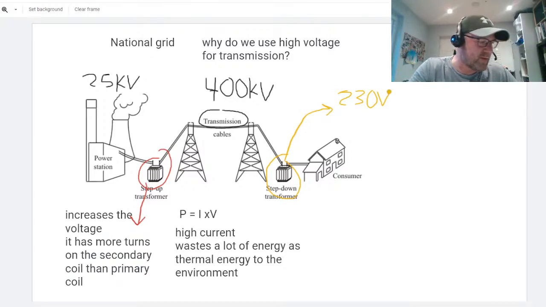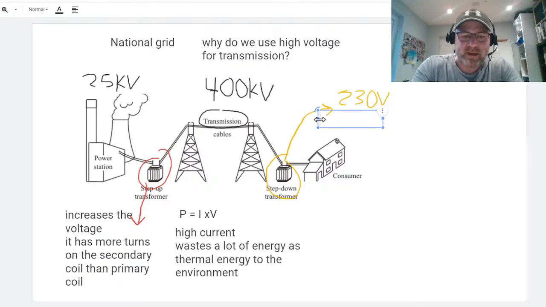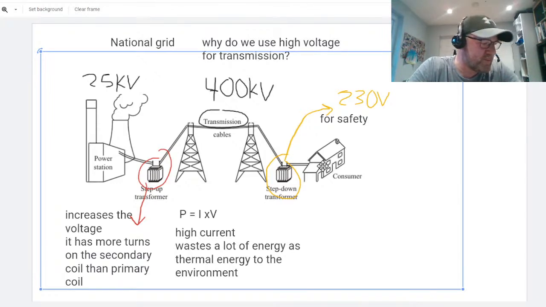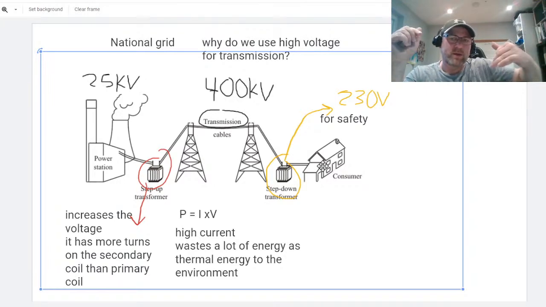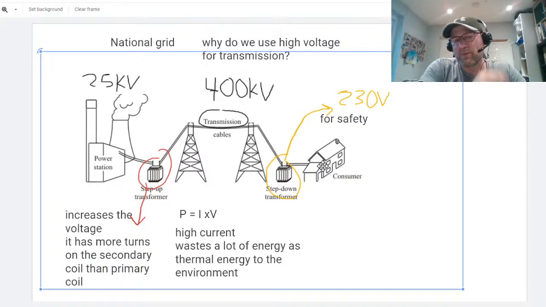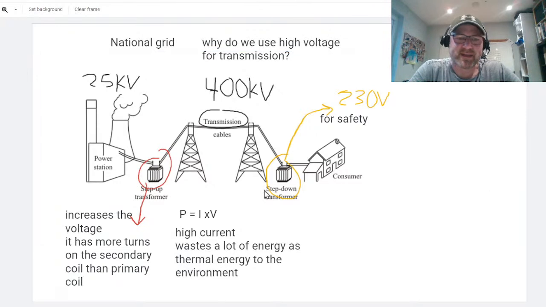So we step it down to 230 volts. You could be asked why, and that's for safety, to avoid electric shock. 400,000 volts is a lot. What's going to happen to the current when we lower the voltage? Current's going to increase. So when we lower the voltage, the current will go up, and then we can deliver current safely to people. But yeah, essentially we want a low current to reduce energy losses.